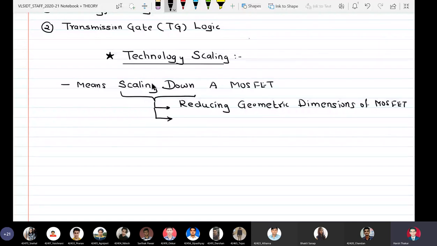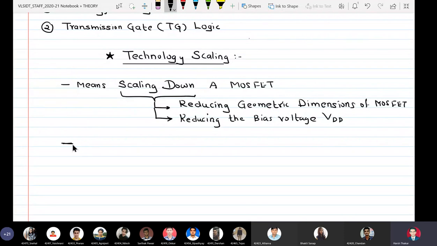Okay, like that. So reducing the geometric dimensions of the MOSFET is the first understanding of scaling down, and it also means reducing the bias voltage VDD. So scaling down a MOSFET means reducing the geometric dimensions of the MOSFET and also reducing the bias voltage of the MOSFET. There are some exceptions to this.